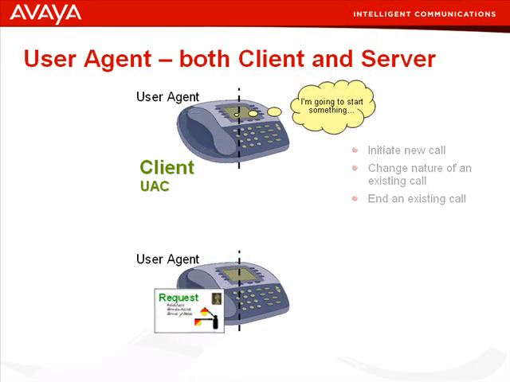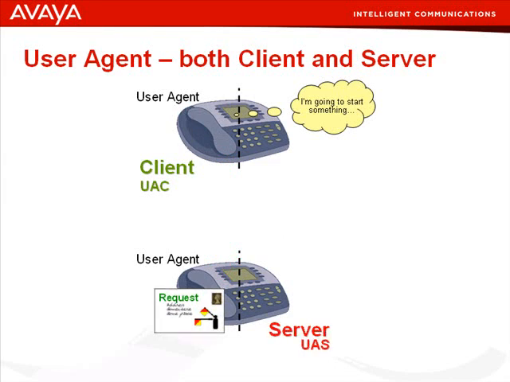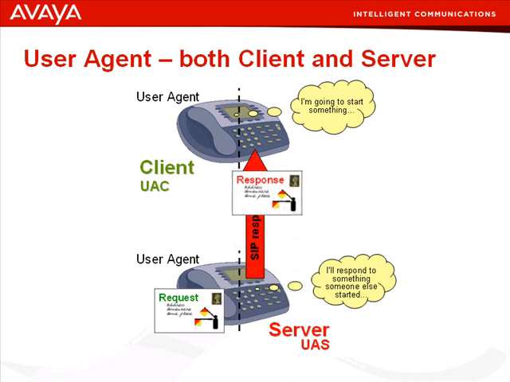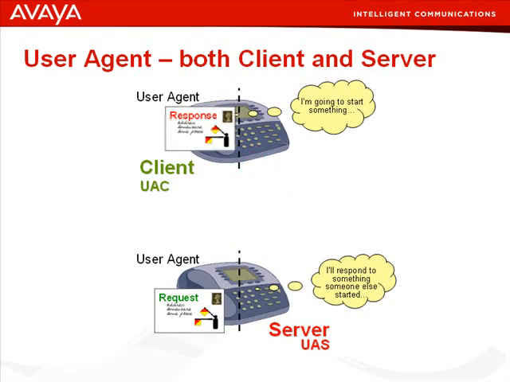The receiving user agent on the other side is by default now acting as a user agent server, or UAS. Now, I always consider SIP to be a very polite protocol, one that can't bear the thought of being rude and keeping someone else waiting or uninformed. So, after receiving a request, a user agent server should always respond immediately with some kind of SIP response, if for no other reason than just to let the user agent client on the other side know that its request has been received.